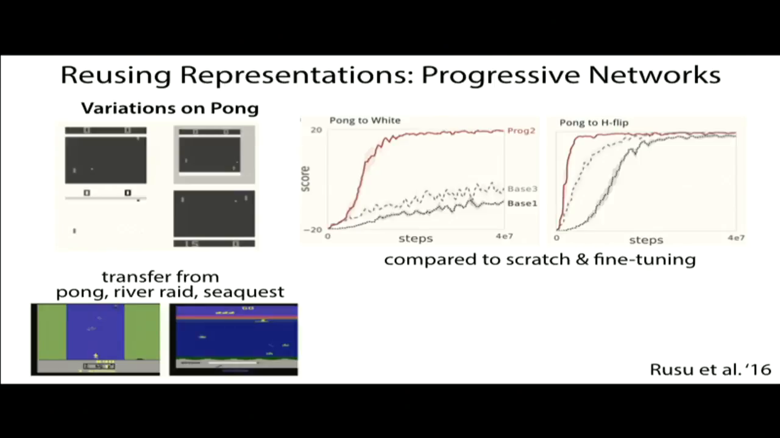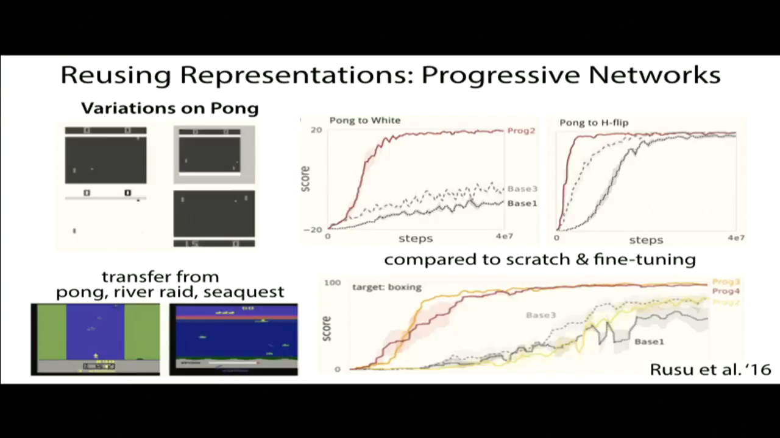Okay, so they also tried this with transferring from Pong, River Raid, and Seaquest to boxing. So here are the two baselines. The yellow curve is showing just transferring from Pong to boxing. So it actually doesn't really get much benefit from training on Pong and then trying boxing. The orange curve shows transfer from Pong and River Raid. And the red curve shows transferring from Pong, River Raid, and Seaquest, which actually does slightly worse than training from Pong and River Raid. So it seems like River Raid is very effective for transfer.